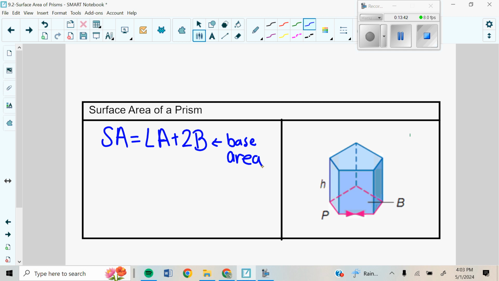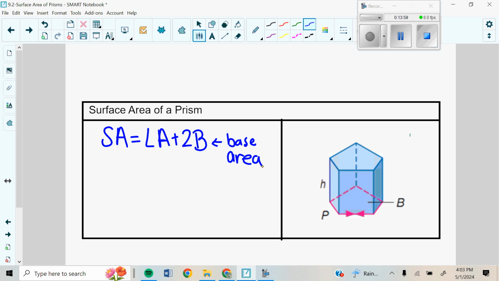If we have a triangle, it's base times height, divided by 2. If it's a parallelogram, base times height. What if it's a trapezoid? Height times base 1 plus base 2, divided by 2. If it's a pentagon like this picture, oh man, we're going to have to think back to Unit 8. 1/2 times the apothem times the perimeter.